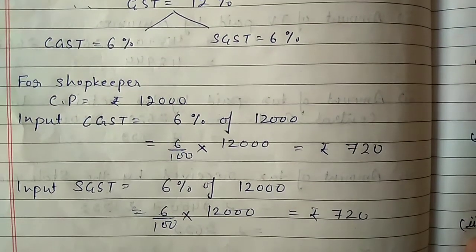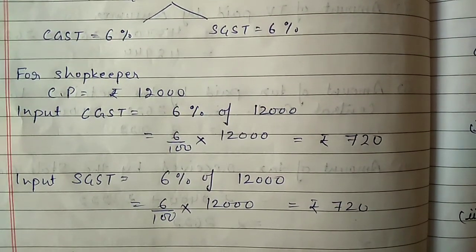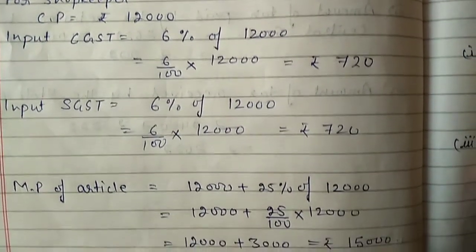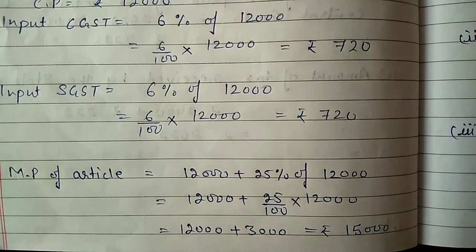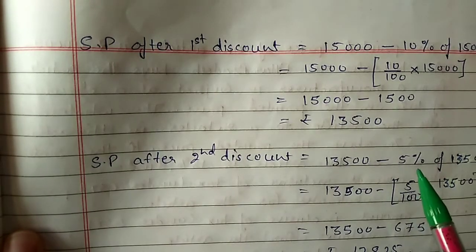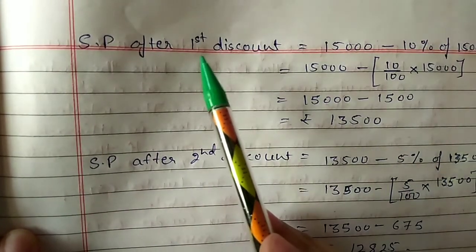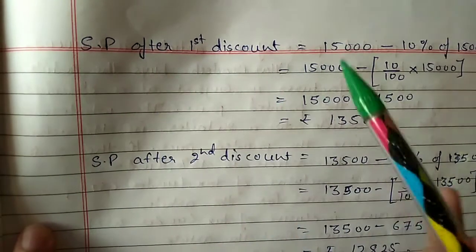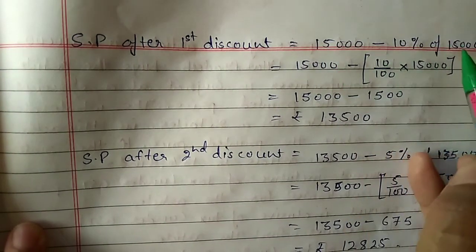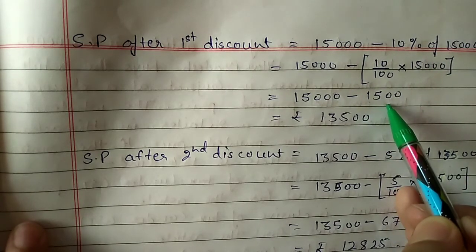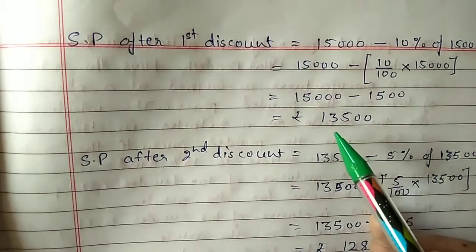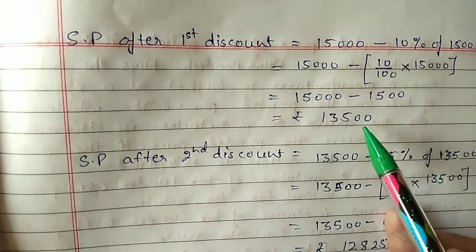Then next he marked the TV up by 25%. So the marked price of the TV will be 12,000 plus 25% of 12,000. 25% of 12,000 is 3,000, so the marked price of the TV is 15,000. Then he is giving two discounts. The first discount is 10%, so the selling price after the first discount will be 15,000 minus 10% of 15,000. 10% of 15,000 is 1,500 rupees. So after the first discount, the selling price is 13,500 rupees.